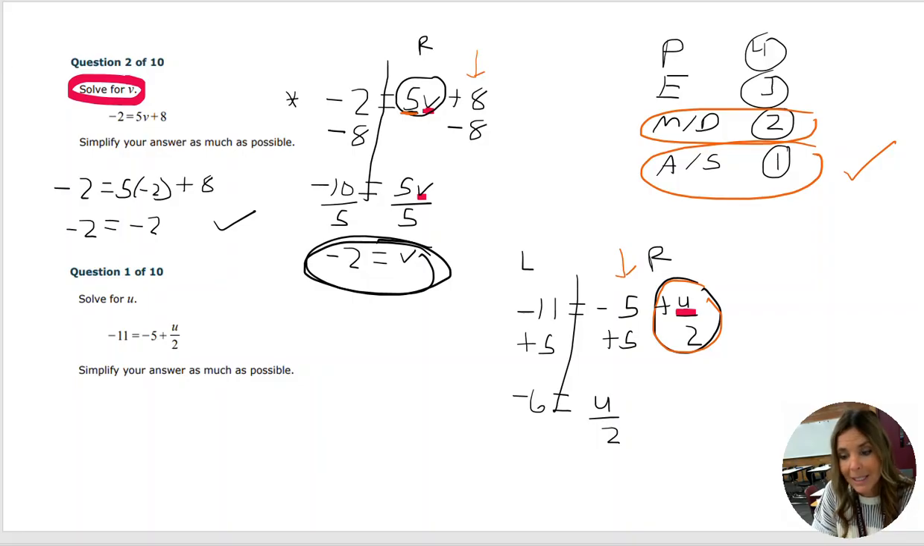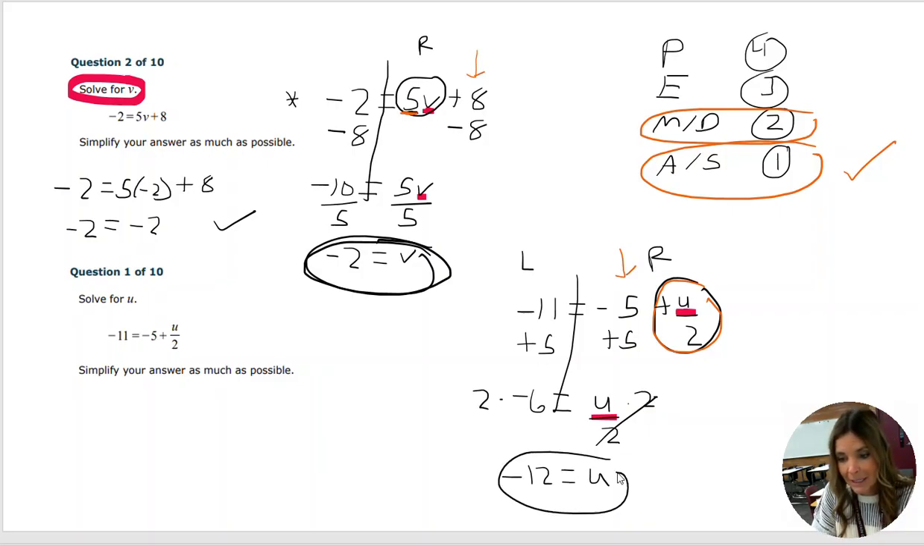Okay, last step in getting this u by itself is to get rid of that divided by 2. We're going to times by 2 on both sides. So negative 12 is equal to u. Okay, that is our solution.